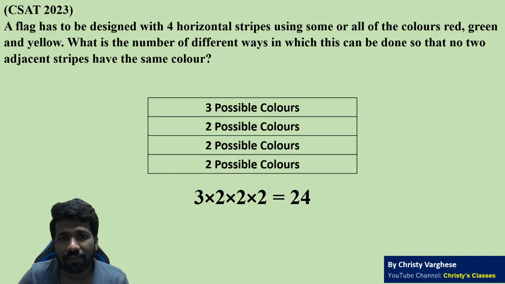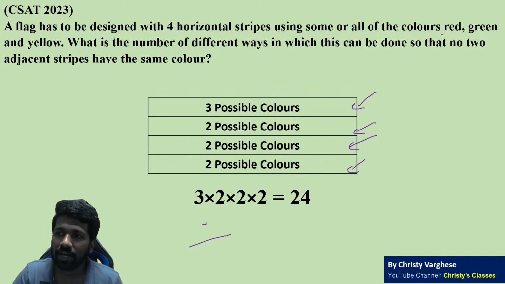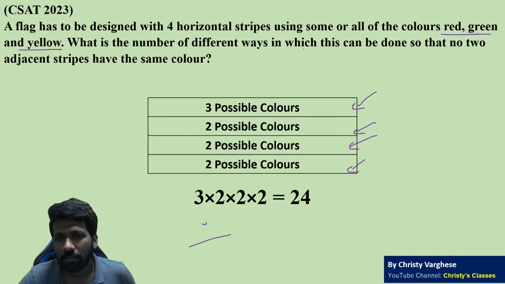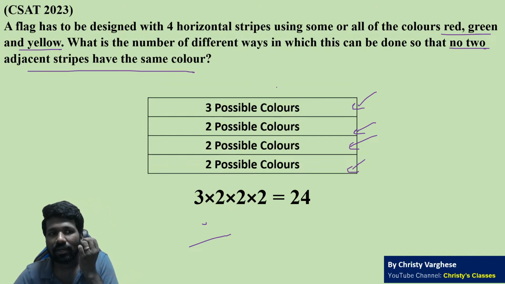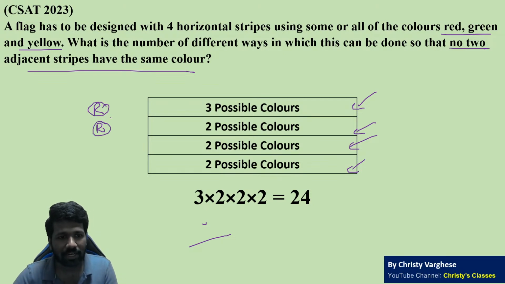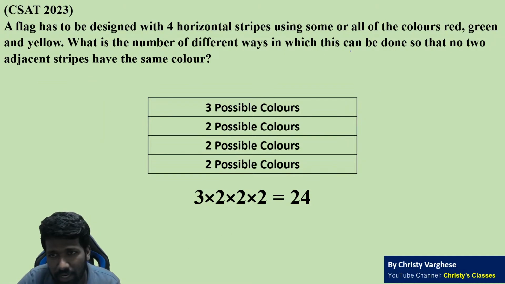A flag has to be designed with 4 horizontal strips. So these are the 4 horizontal strips, if you just imagine. Using some or all of the colors red, green and yellow. Red, green, yellow, these 3 colors can only be used. What is the number of different ways in which this can be done so that no 2 adjacent strips have the same color? Adjacent strips should not have the same color. For example, here if you put red, you cannot put red here also because that is an adjacent strip now. So that is the only condition mentioned, and red, green, yellow, these 3 are available.